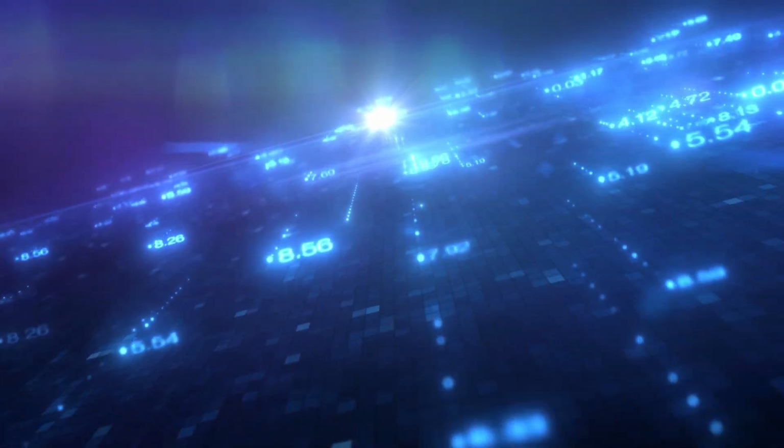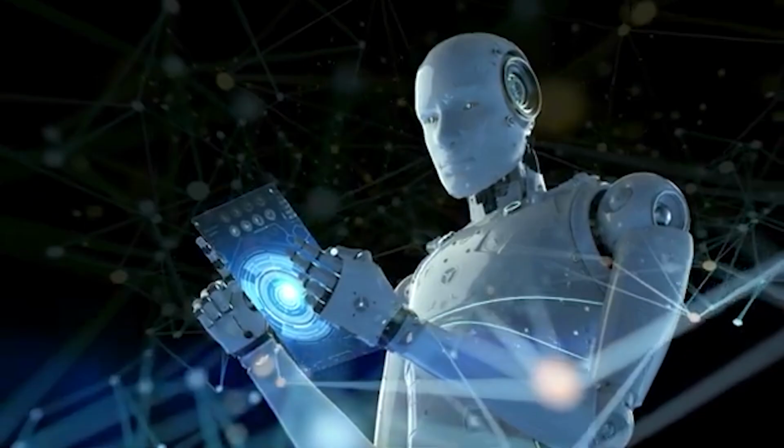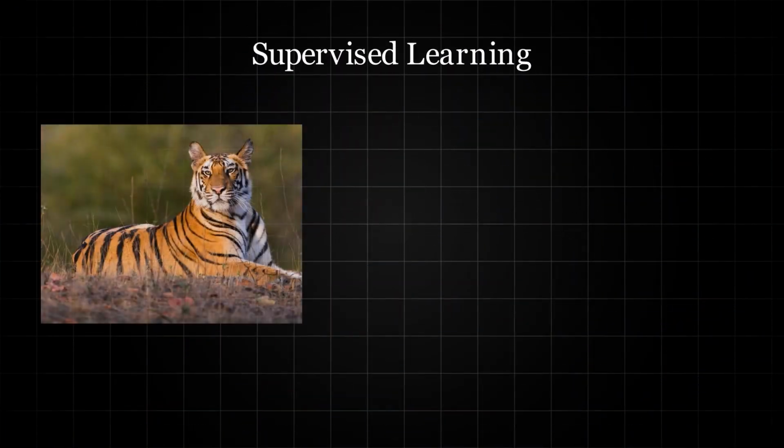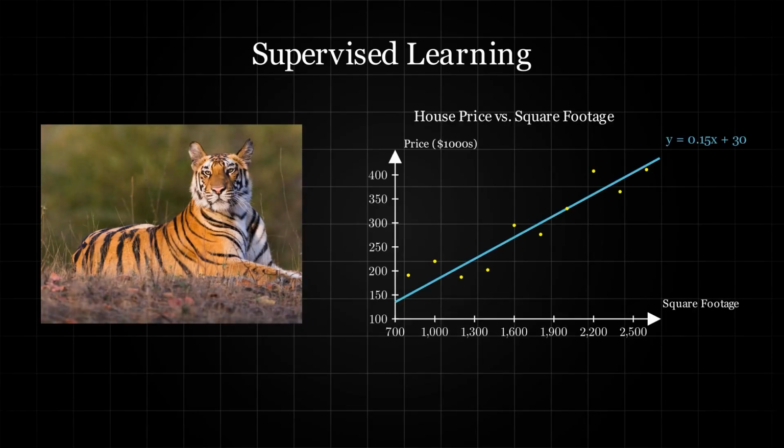Machine learning algorithms can generally be divided into two categories: supervised and unsupervised learning. Supervised learning uses training data that's labeled with both inputs and expected outputs. The model learns to map inputs to outputs and make predictions. For example, both the tiger versus lion image classifier and the house price predictor are supervised learning models. They're trained to predict an output given a new input.